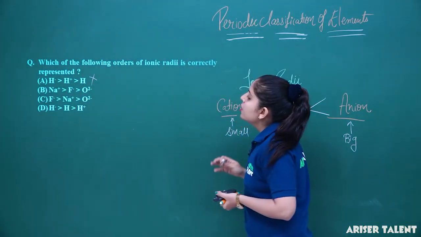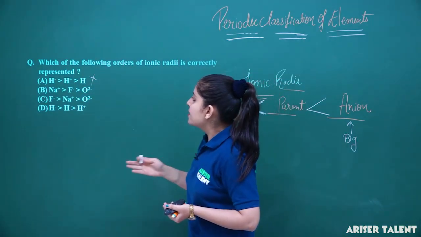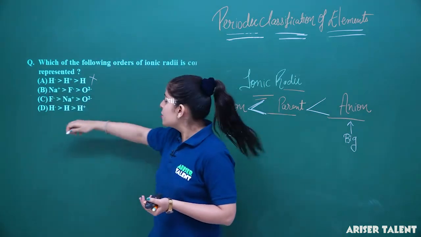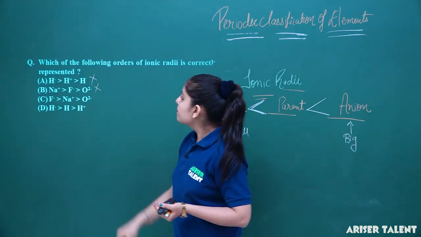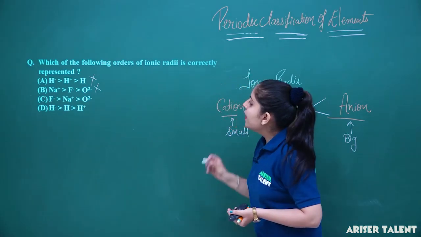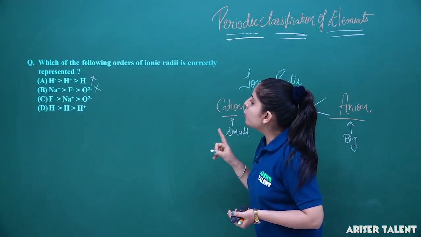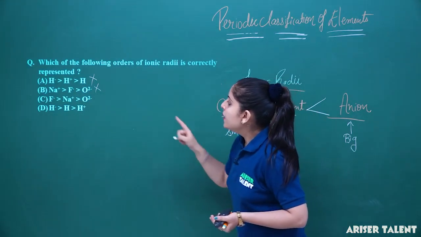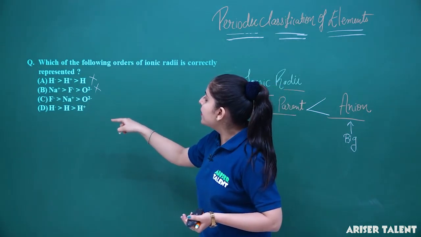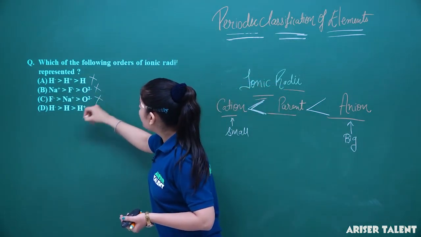Next, sodium positive, largest. It means the cation is going to be large. Again, this option is wrong. Move to the next question. F negative, Na positive, O2 negative. So, electronegative element, then in the middle cation, again this statement is wrong.